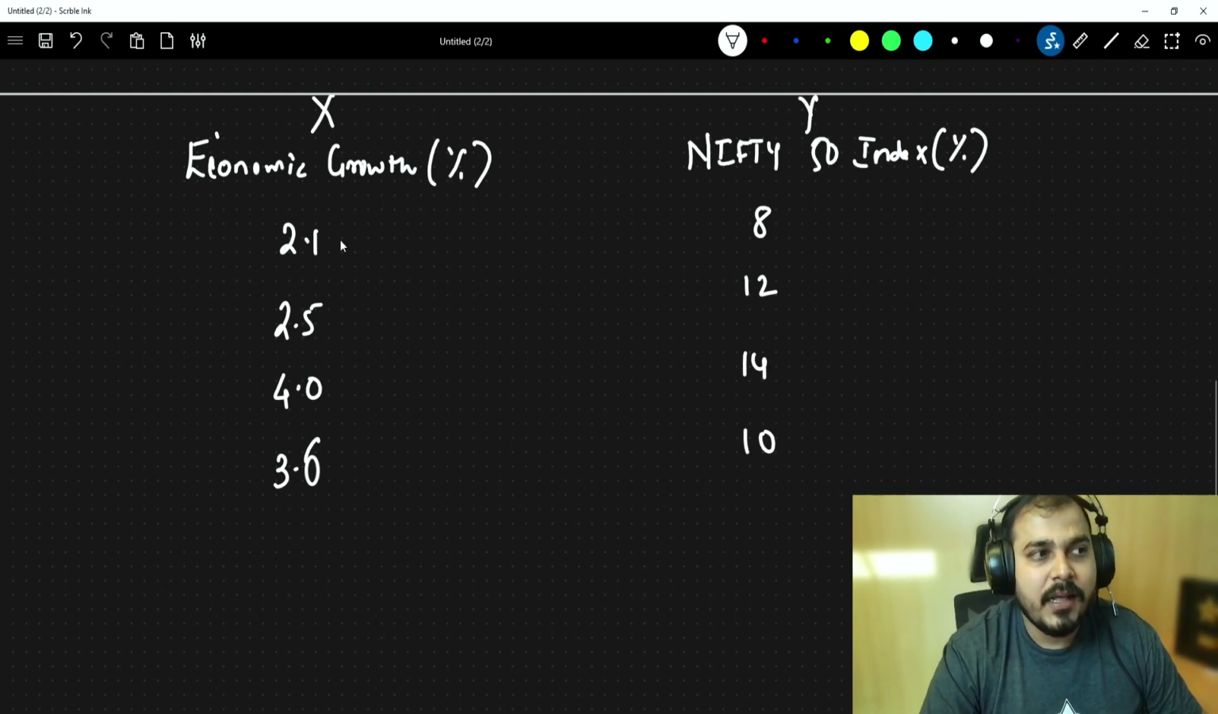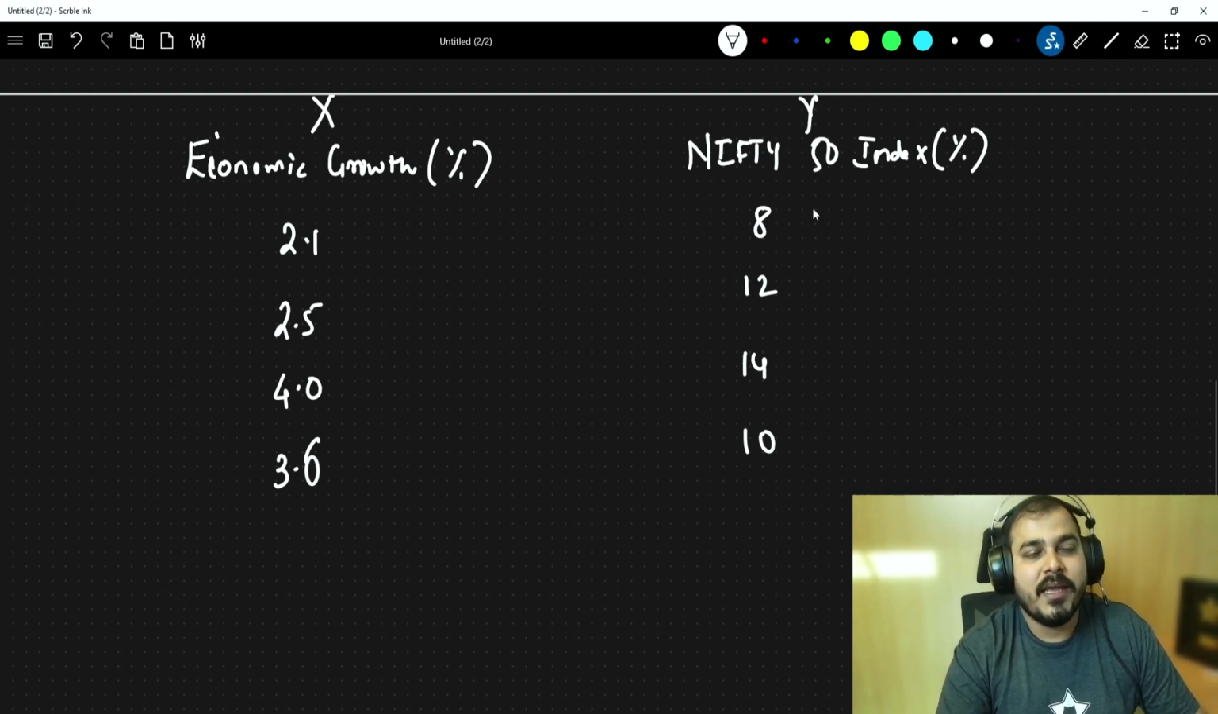This basically shows that when the economic growth was 2.1, my Nifty 50 index grew by 8%. When the country's economic growth was 2.5%, the Nifty 50 index grew by 12%. Similarly, when the economic growth of the country was 4.0%, at that time the Nifty 50 index increased by 14%. Similarly, you have all these values.